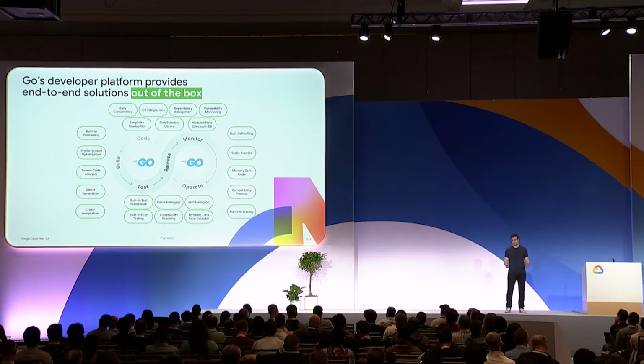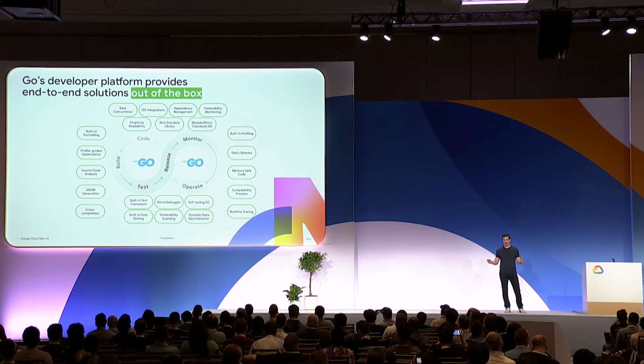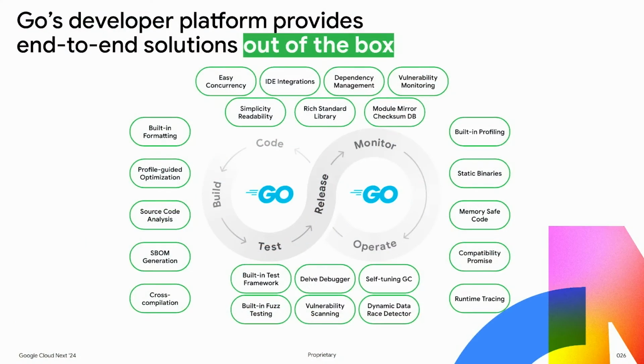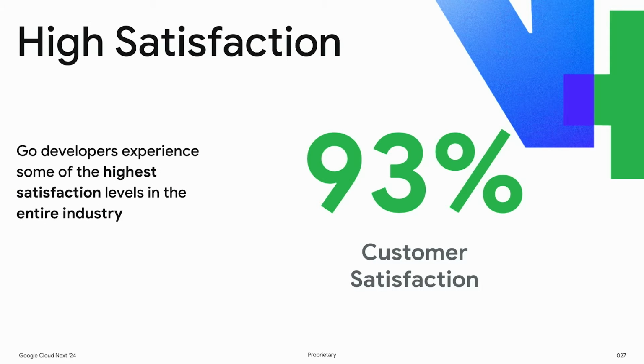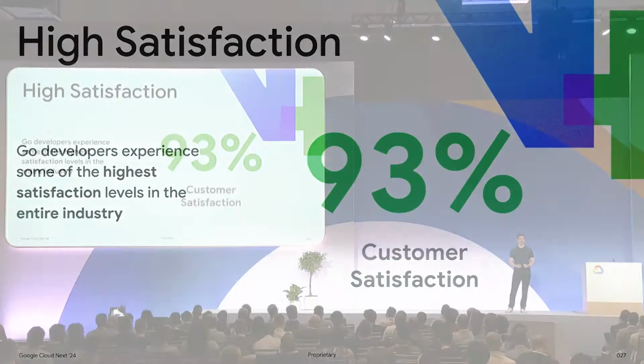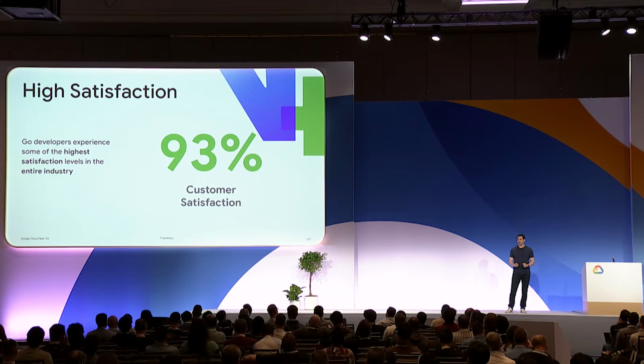And there's a ton more, all of which fits in this framework of end-to-end solutions out of the box. And that's what makes Go the most productive platform for building production systems. And we do all of this with really extraordinary feedback from our users. For the most part, Go users really love Go. We consistently see really high customer satisfaction in our surveys, like levels that are practically unheard of in the industry.